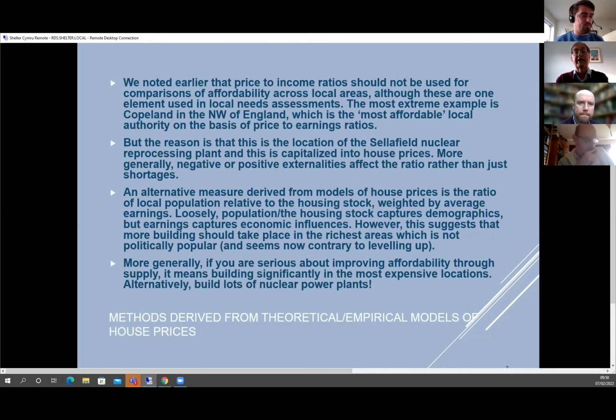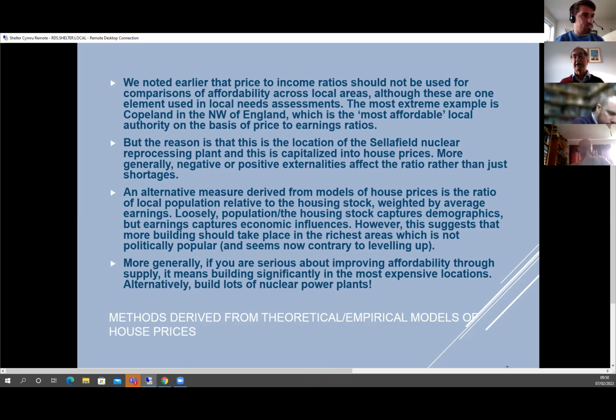Now, those first three I've looked at are the ones which tend to be used most commonly in the literature and for policy purposes. But I'll say a little bit about two alternatives, which I've tended to develop and explained in a little more detail in my book.